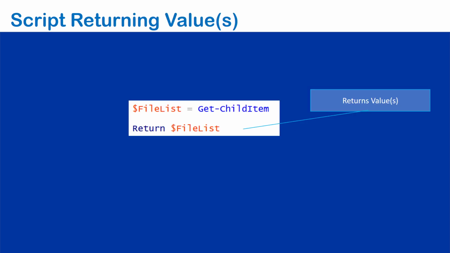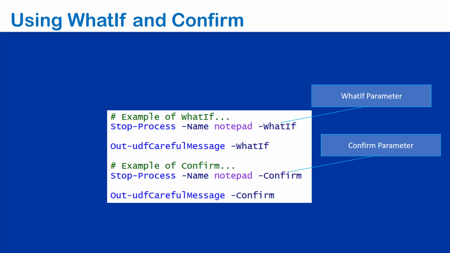And this just to remind us, how do we return values from a script? We don't have to use the return function, but if we do, we can say return and then whatever it is we want to return to the parent. And we even saw that we can assign the return value to a variable from the parent.